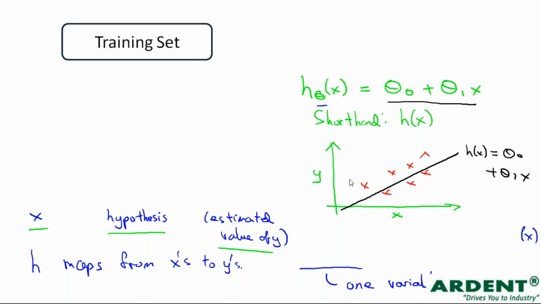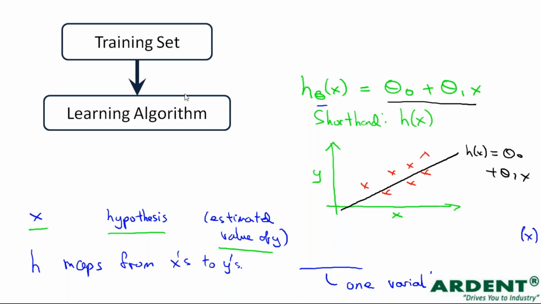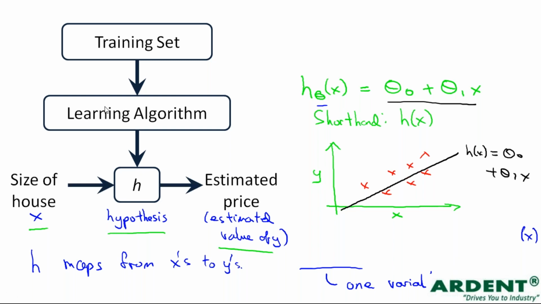Now, training set, learning algorithm, and the output. So we get a model on which we are going to fit the input. The input is the size of the house, and we are going to get the estimated price, right? This is actually the theory of machine learning, isn't it?